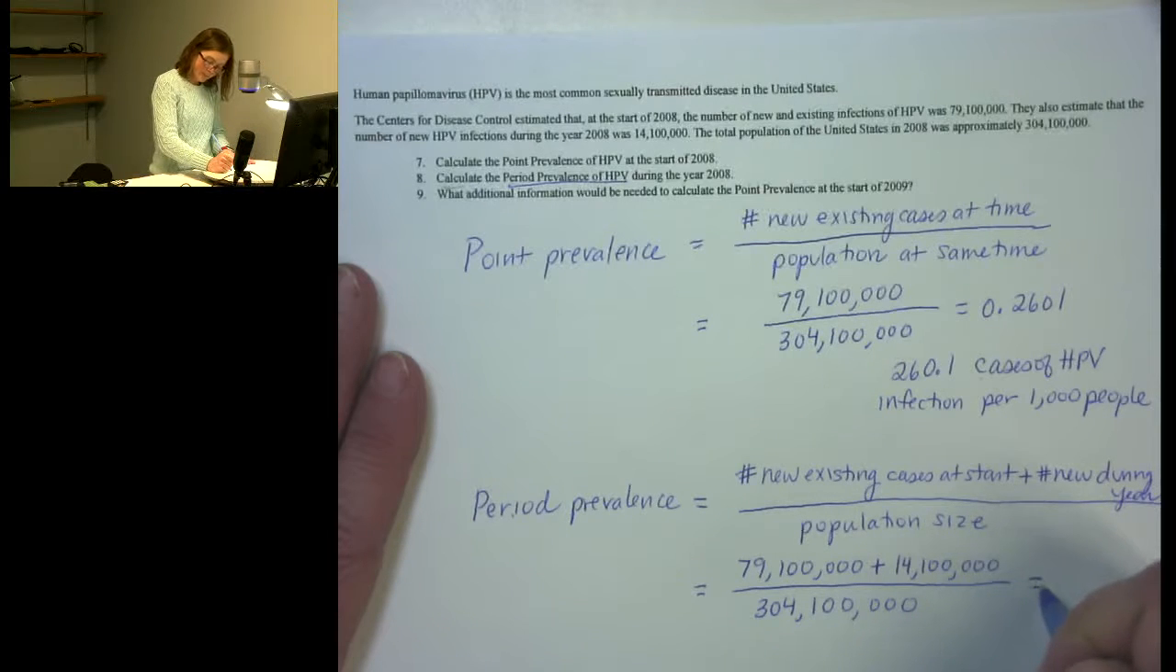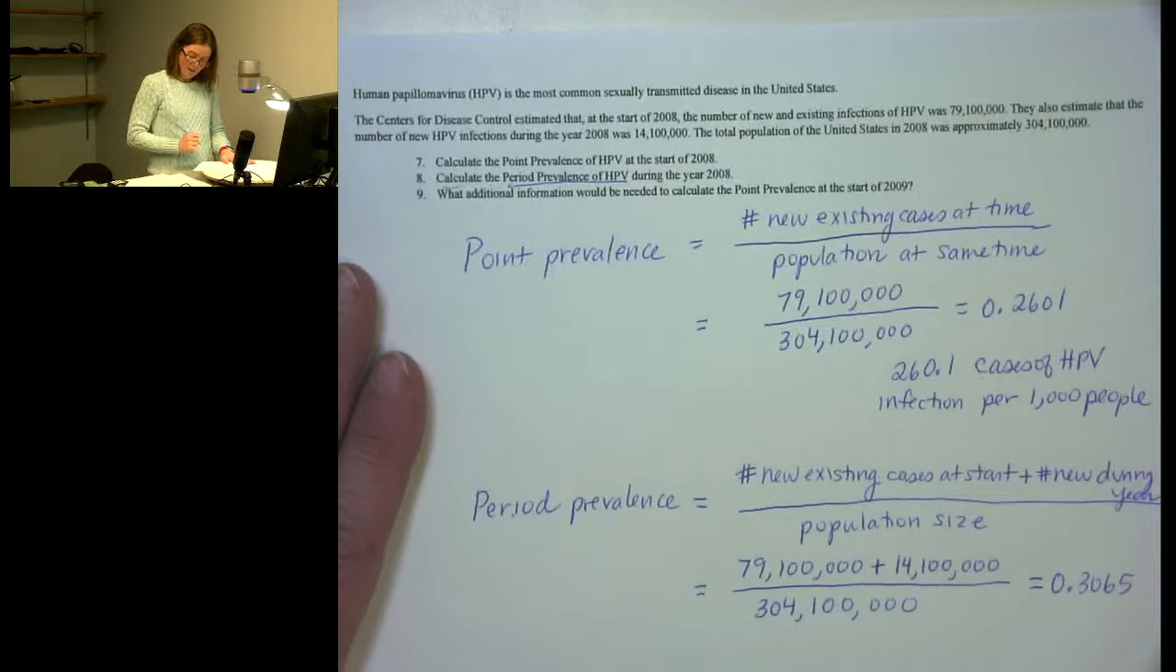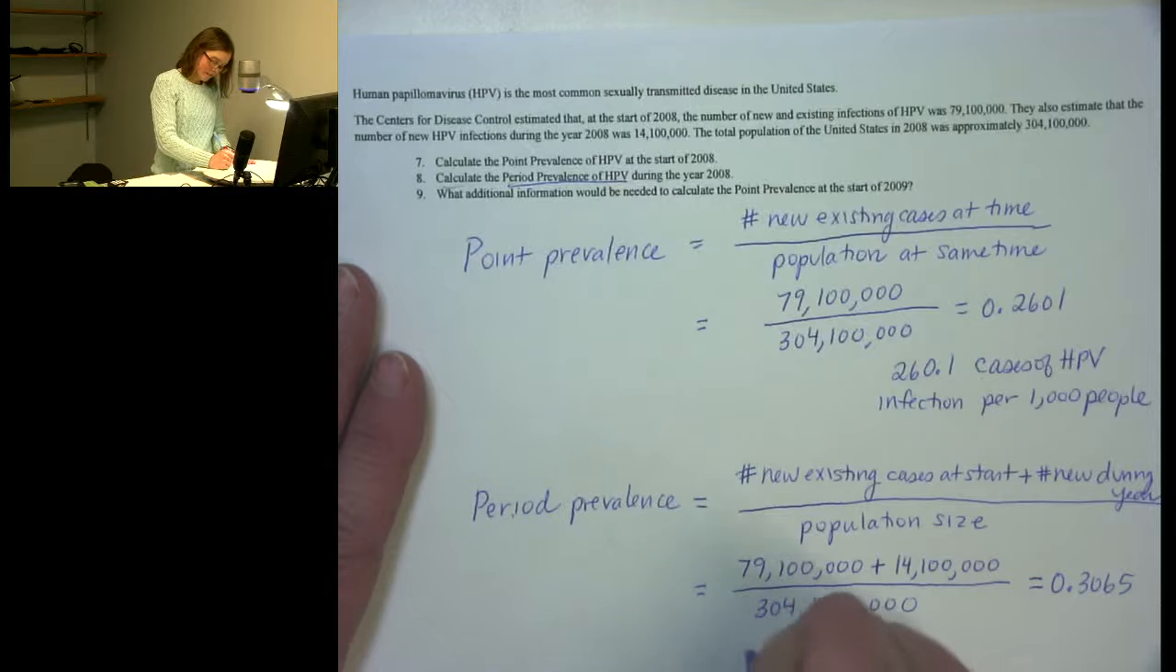This gives us a period prevalence of 0.3065, or 306.5 cases of HPV infection per 1,000 people during the year 2008.